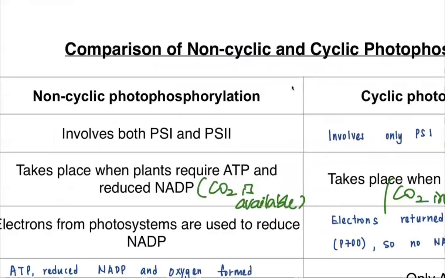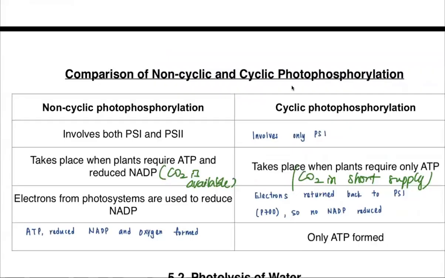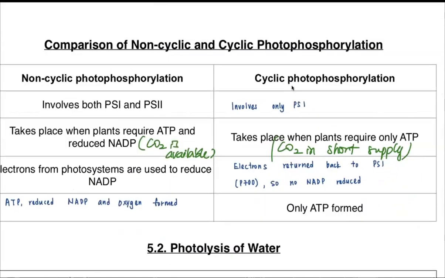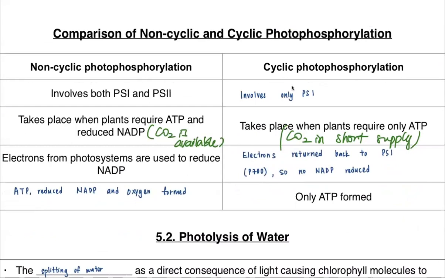Okay, so again here, if you look at the comparison of cyclic and non-cyclic photophosphorylation, your non-cyclic photophosphorylation, as we see, involves both PS1 and PS2, but cyclic only PS1. And generally, of course, you would ask, what is the purpose? Why do we have two different modes of photophosphorylation?